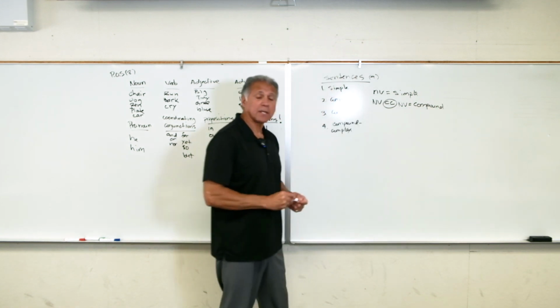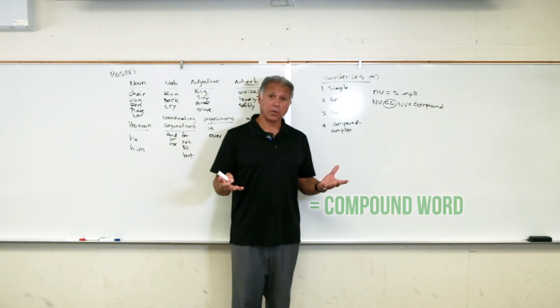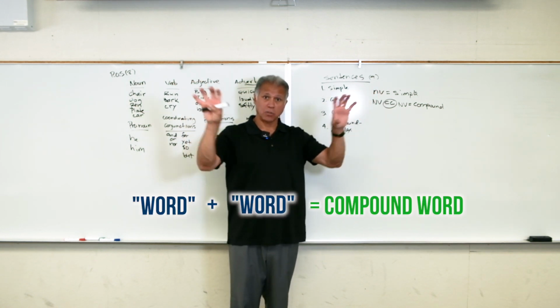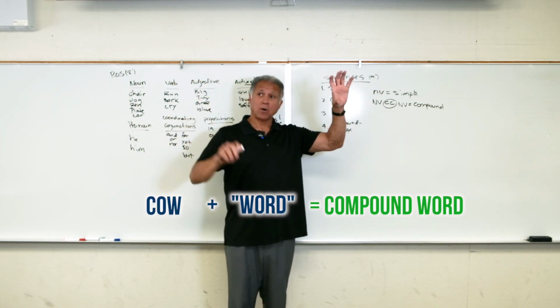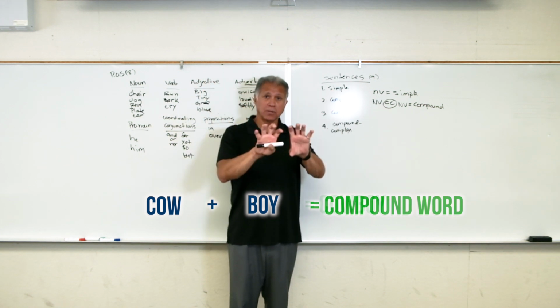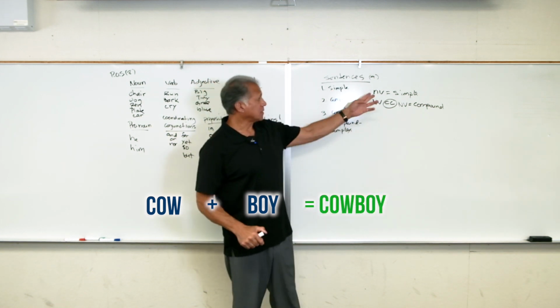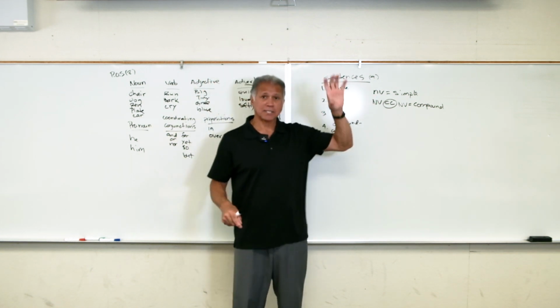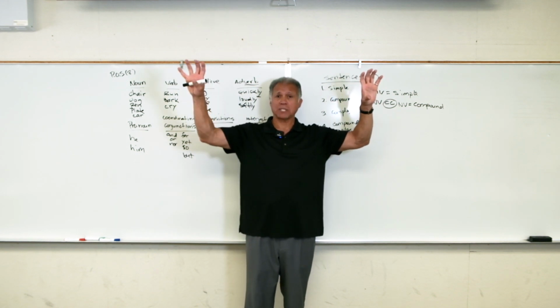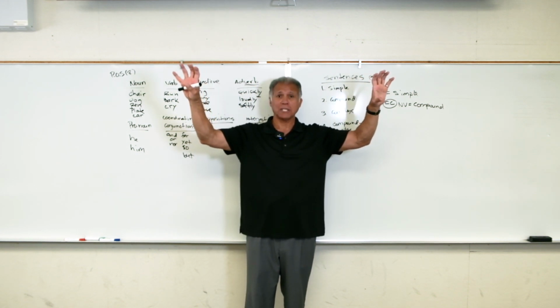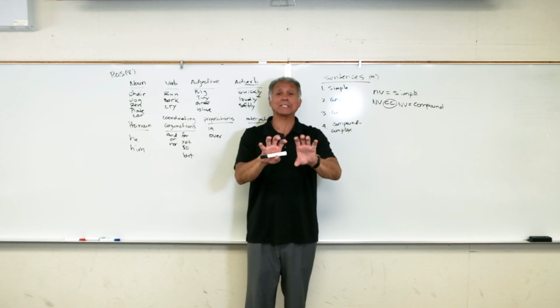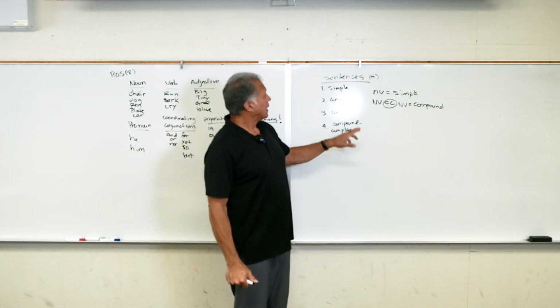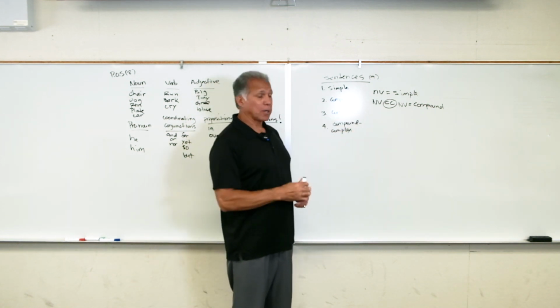That's a compound sentence. That's it. You may have heard of a compound word. That's where they take two words and make a new word out of it. Cow and boy, put them together, you have cowboy. This is how we make a compound sentence. We take a simple sentence, another simple sentence connected with a coordinating conjunction, and you have a compound sentence. Let's write one using your parts of speech.